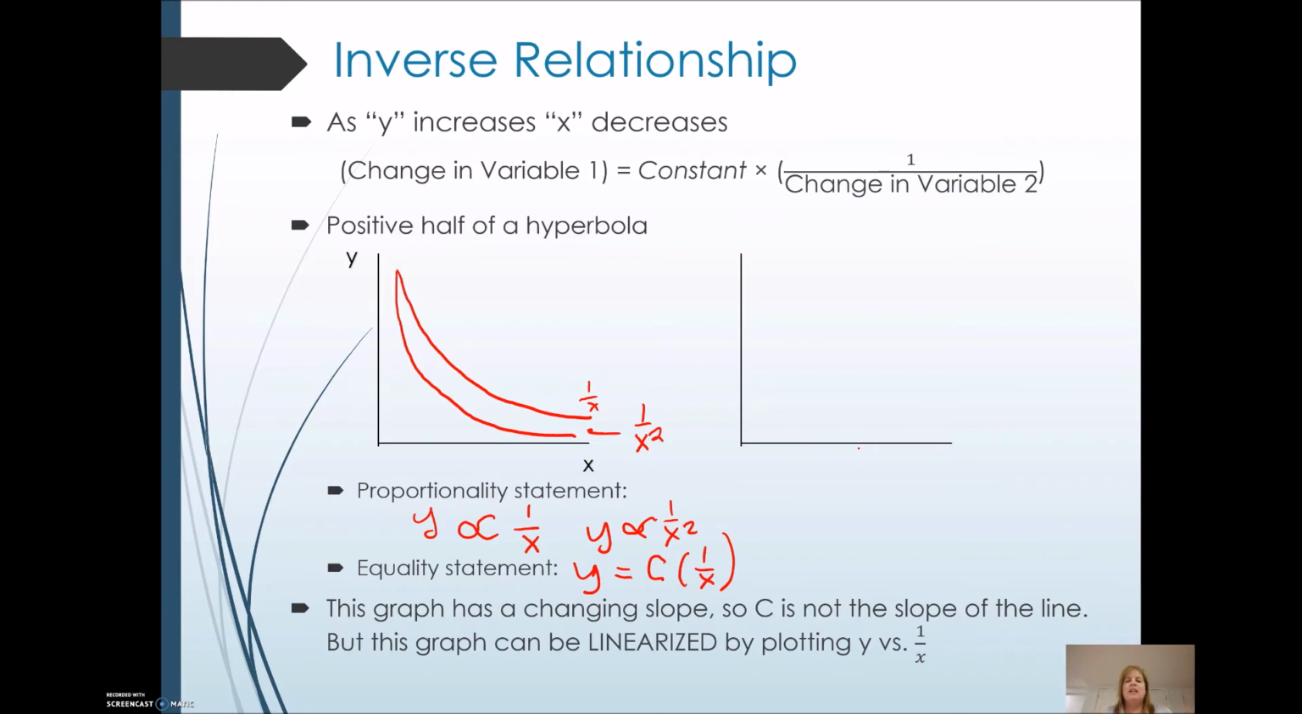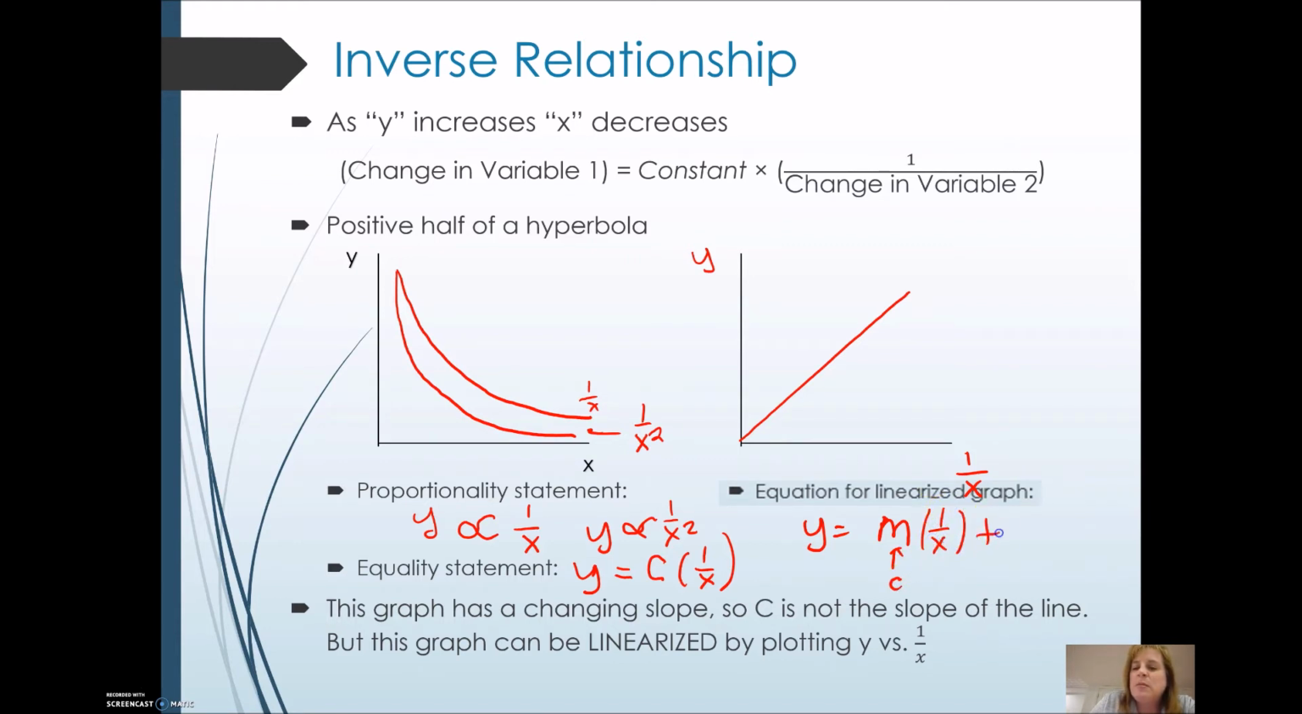And so what that means is if I want to change this graph so that I get a straight line, so that c would be the slope of my line, I can plot this by taking my y values as they are, not changing those, and then just taking the inverse of all of my x values. If I replot it, I'm going to get a nice straight line where my equation would be y is equal to some constant c, our slope m, it's our c value, times 1 over x plus b if there happens to be a y-intercept.